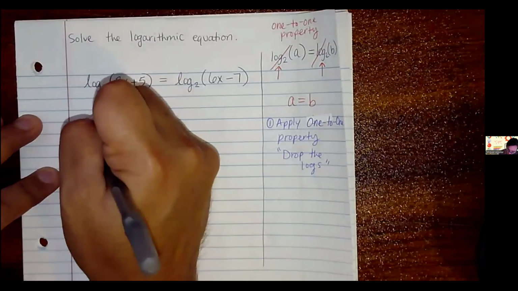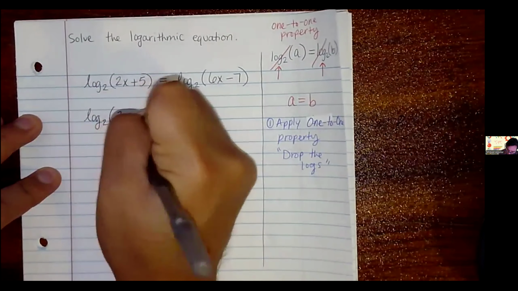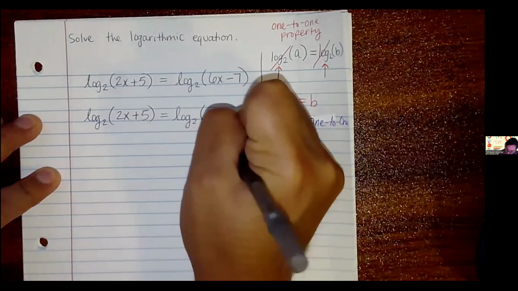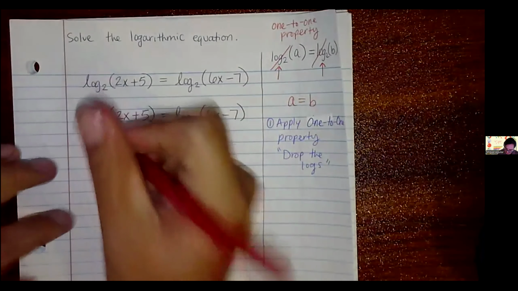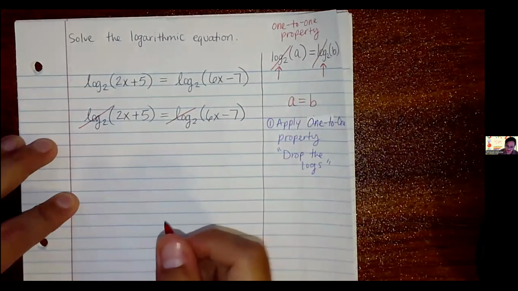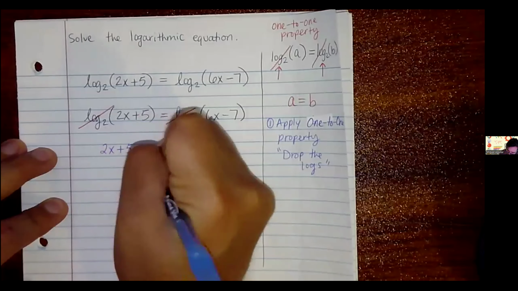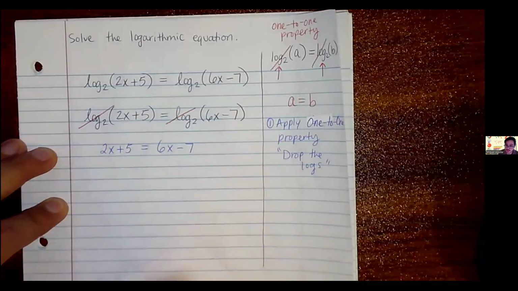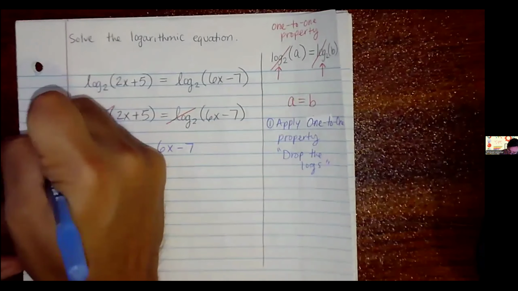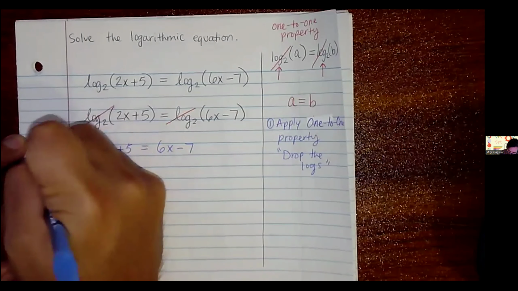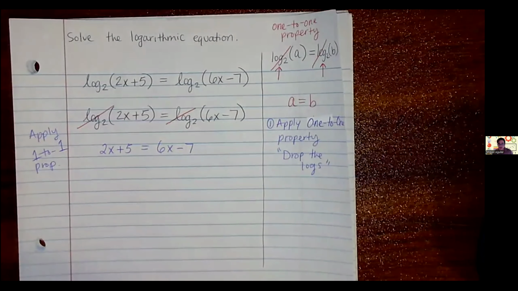So I'm going to rewrite this equation just so we can see our original without anything written over it. You don't have to necessarily rewrite the equation, but I'm going to cross out the log base 2, cross out the log base 2. And so I have 2x plus 5 is equal to 6x minus 7. And that's it. I applied the one-to-one property. Questions, comments about applying that property? Does that seem easy, or does that seem kind of weird?